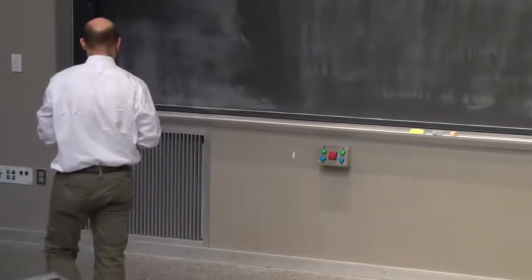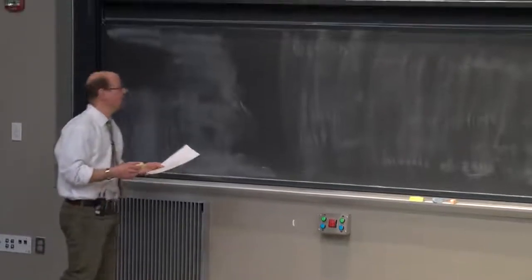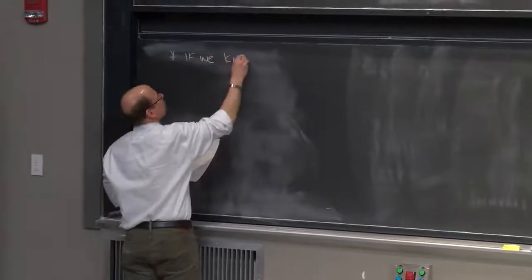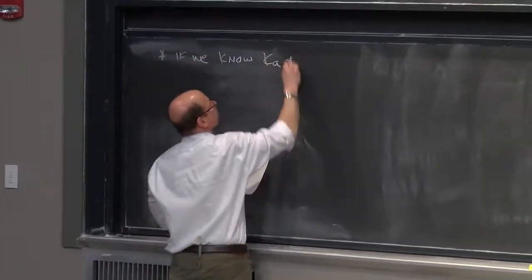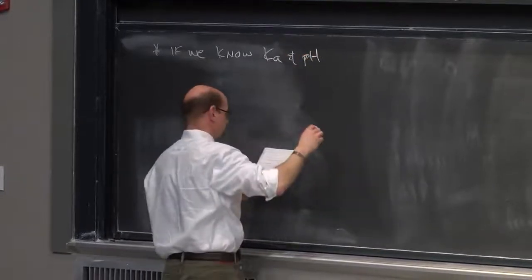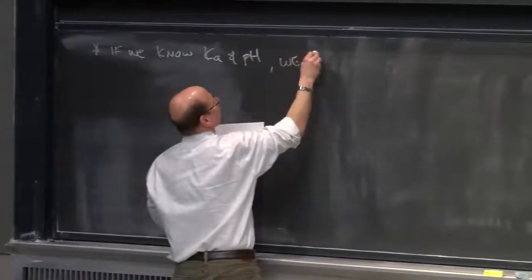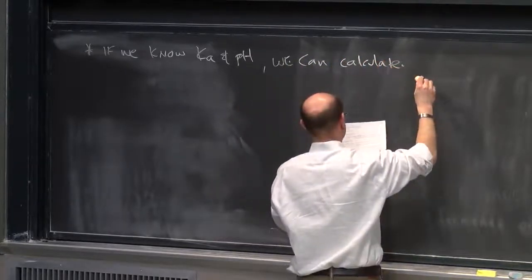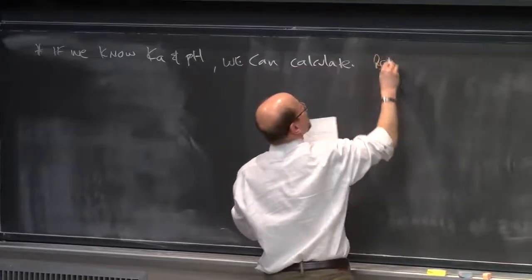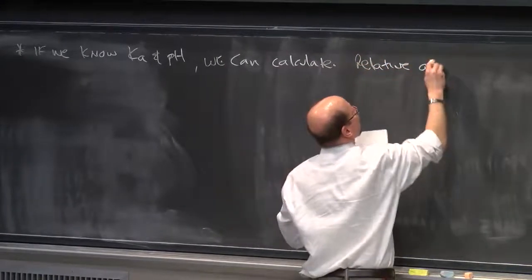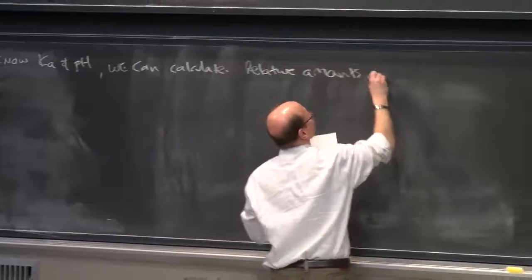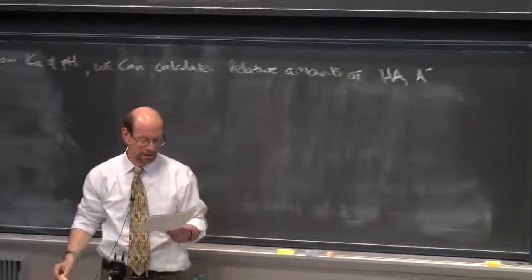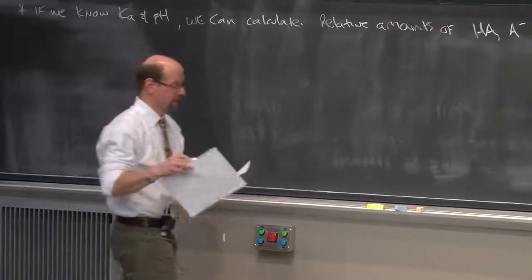The second thing that I want to tell you about is that if we know Ka and pH, this is the important thing, if we know Ka and the pH, then we can calculate the relative ratios of the undissociated acid, HA, and the conjugate base A minus. Okay? Let's see how to get there.